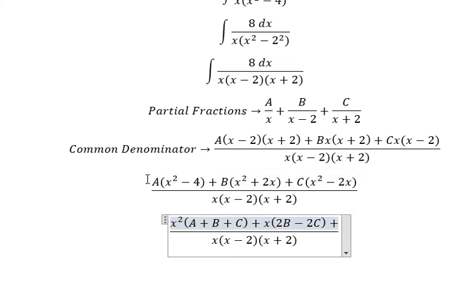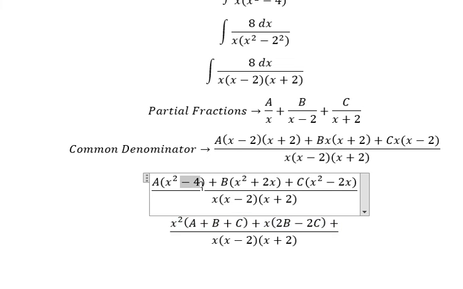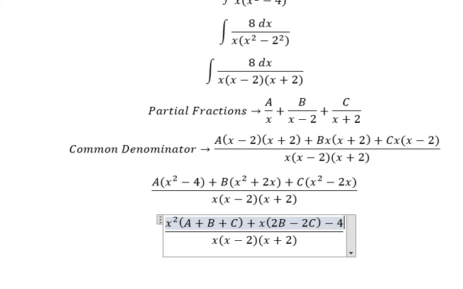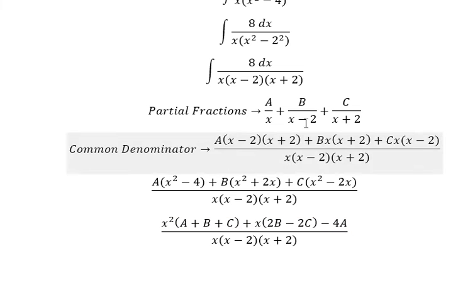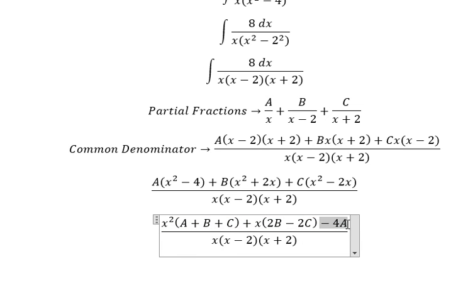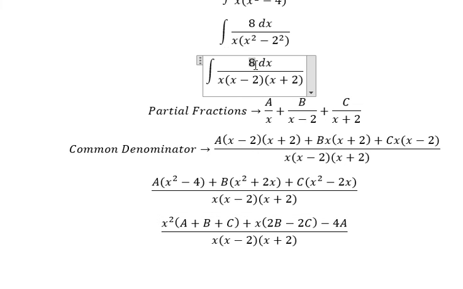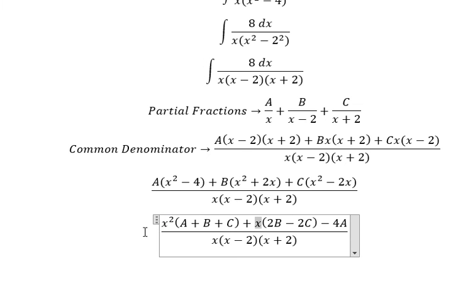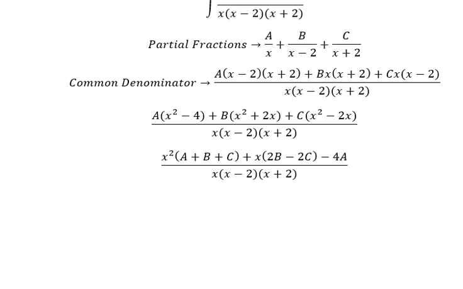For the number, we have negative 4 multiplied by capital A. So we have negative 4a. Because we just have only number 8, that means negative 4a equals 8. We don't have x and x squared. So a plus b plus c and 2b minus 2c equal 0. And now we create the system of equations.